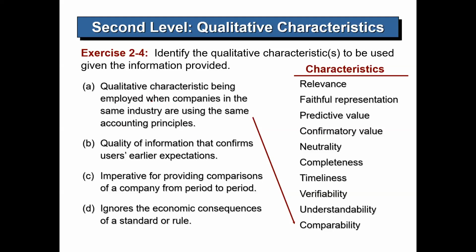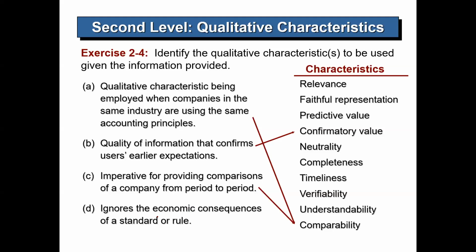What about the second one? Quality of information that confirms users' earlier expectations. So the right answer is confirmatory value. Next: imperative for providing comparisons of a company from period to period. Not predictive; providing comparison of a company from period to period is of course comparability.